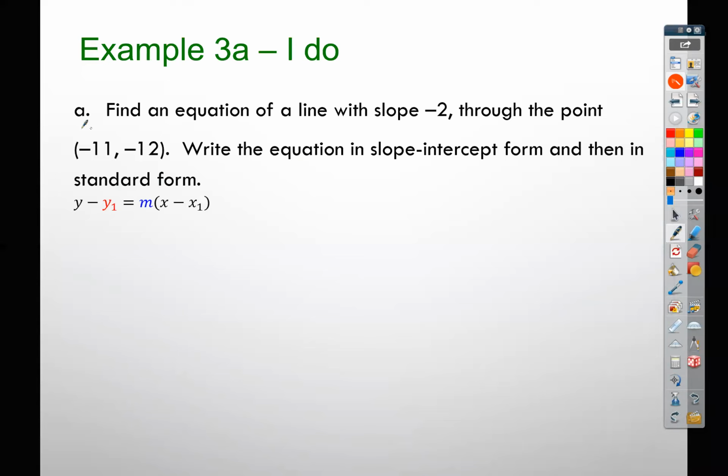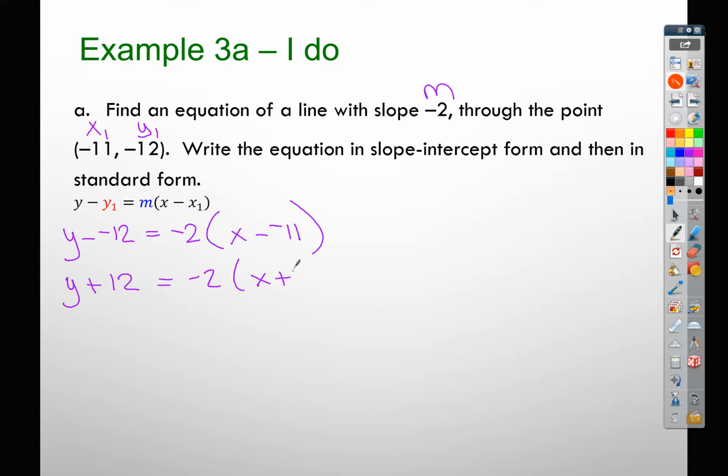So this is going to be my x1, my y1, and my m. So I'm going to plug all of these numbers into the point slope formula. So I have y minus negative 12 equals m, which is negative 2, times x minus x1, negative 11. Now you know double signs are awful, so change those. All right, so now this is point slope form. So if I ask you to put it in point slope, that's what it would be. But I don't. I want you to put it in slope-intercept.